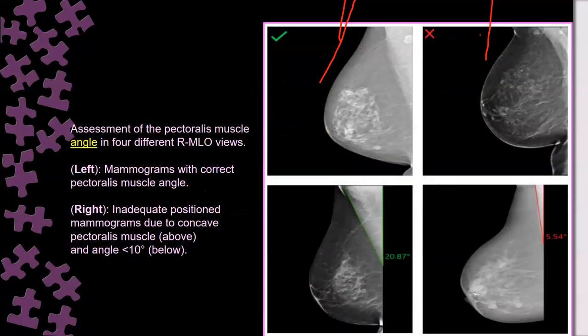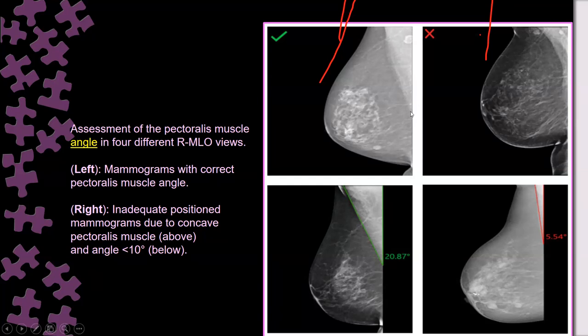Let us see these examples regarding the angles of the pectoralis. If you look here, this is definitely a good angle because it is more than 10, and this is definitely insufficient pectoralis, the angle is very small. This is what? Contracted pectoralis. Look at it, this is contracted pectoralis, which means some of the breast tissue is definitely not included.